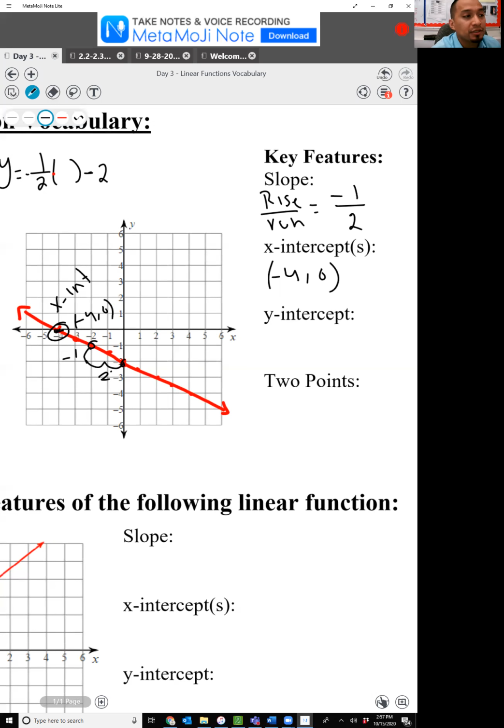My y-intercept is a point in which my red line or my linear function crosses my y-axis. Remember, your y-axis is the one that goes vertically, which it crosses right there. So at that point, that's your y-intercept. Well, what point is that? Well, that's 0, -2.